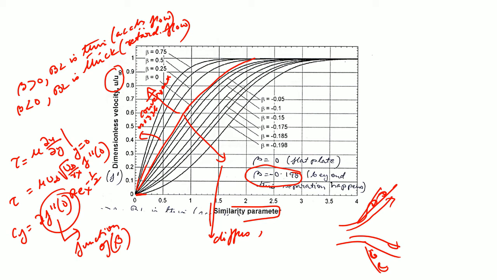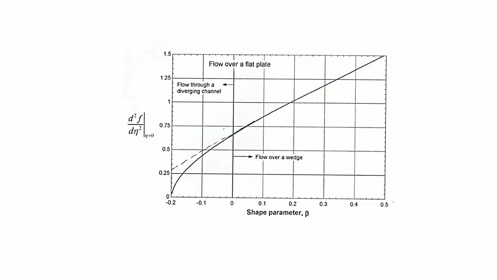Okay. So, this is quite apparent in the next plot. If you look at this, this is flow over a wedge. So, this part is once again the beta, the same thing. This is, as I said, flow through a diverging channel, and this is the flow over a wedge. As you can see, this is basically nothing but your wall shear stress.